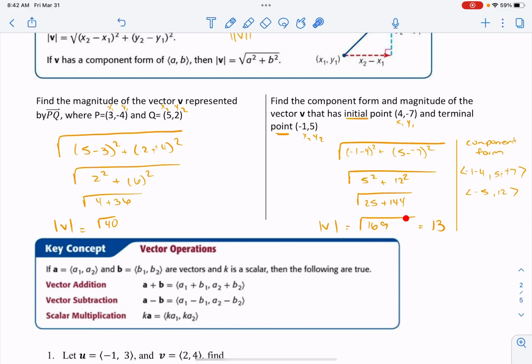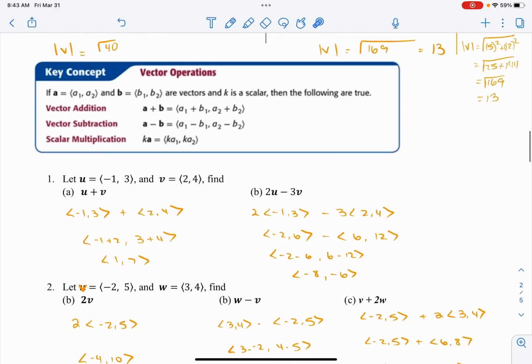Now, that's one way to find the magnitude. I could have found the component form first, which is head minus tail, so -1 minus 4, and 5 minus a -7, and we would have gotten this. I could have used this one to find the magnitude, because it would be a squared plus b squared. And notice that I'm going to get the exact same thing, which still gives me 13 as my magnitude. So notice that we could do it in 2 different ways, depending on if they give us a point or if we get the component form, the actual vector.